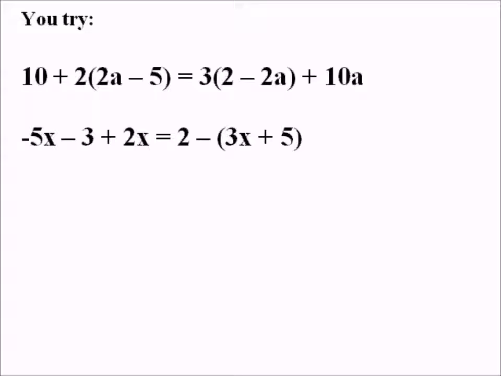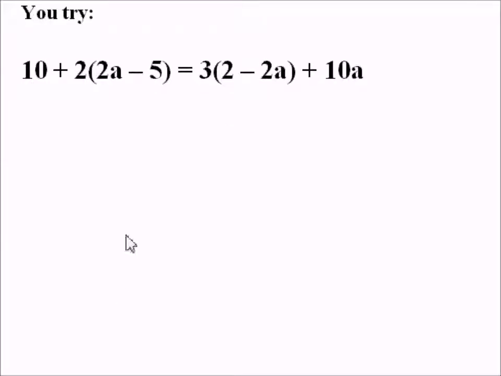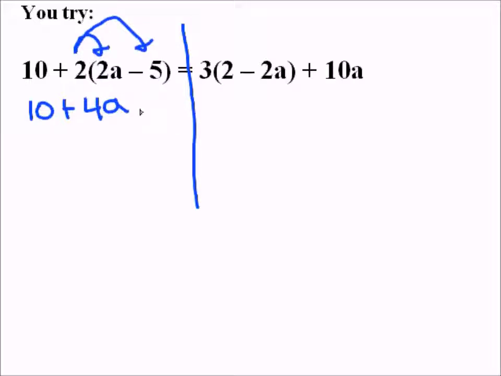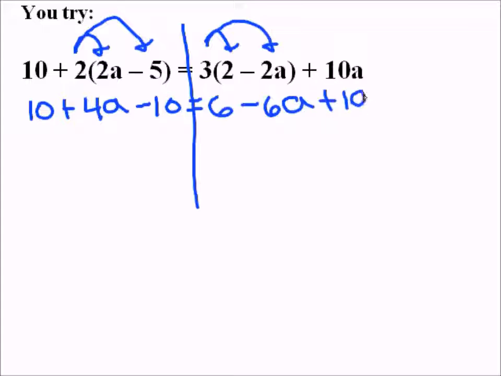Here's a couple of examples for you to try on your own. As a forewarning, these examples will either have no solutions or infinite solutions. For that first example, hopefully you chose to try to simplify both sides first by distributing. So we get 10 plus 2a times 2 is 4a. 2 times negative 5 is negative 10. 3 times 2 is 6. 3 times negative 2a is negative 6a, plus 10a. We then combine our like terms on both sides.